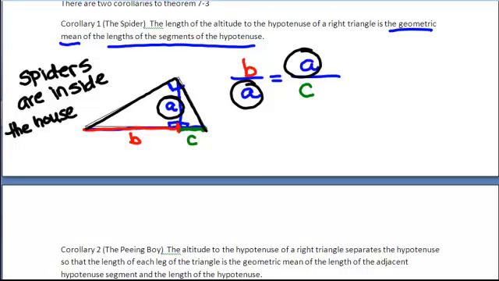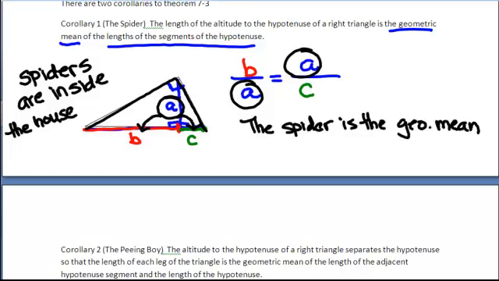Now, what's it the geometric mean of? I'm going to show you where the spider is standing. Remember, we have little spider legs that come out of the spider. So here's one spider leg standing on the B, and here's one spider leg standing on the C. So imagine this is like some creepy spider, and here are his legs, and the spider is a geometric mean between where he's standing. So I'm going to rewrite this as the spider is the geometric mean between where he is standing.